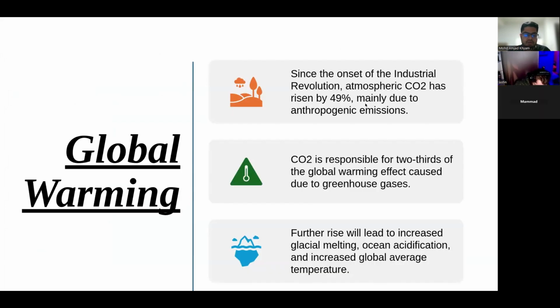Global warming is one of the major issues that the world faces, due to a rise in atmospheric carbon dioxide from human-based emissions, which is responsible for about two-thirds of the global warming effect. An increase in carbon dioxide levels will lead to increased global average temperatures, glacial melting, and ocean acidification.